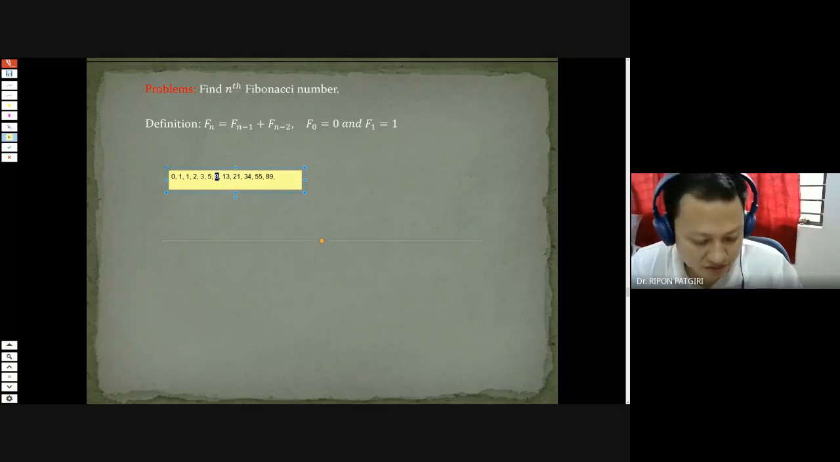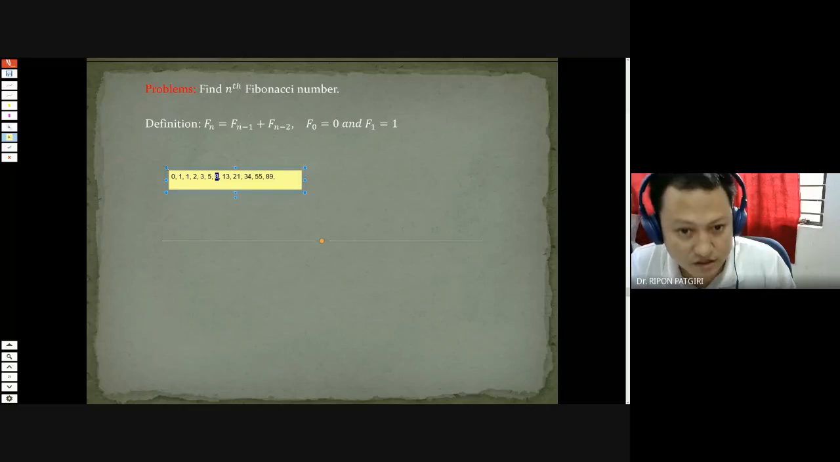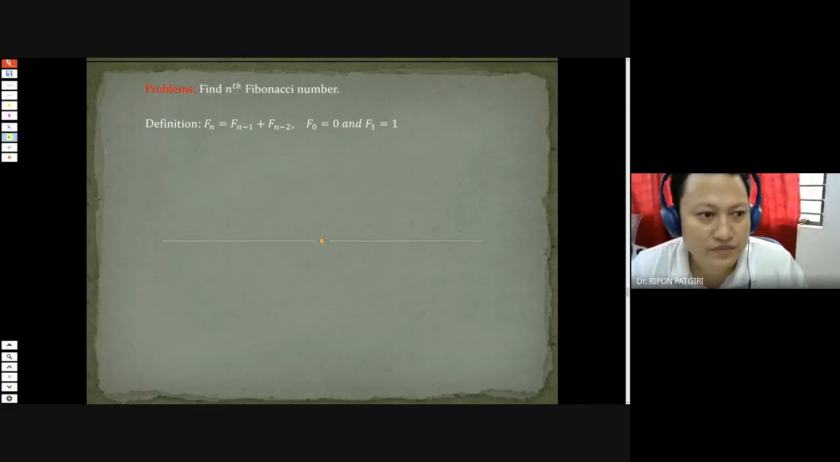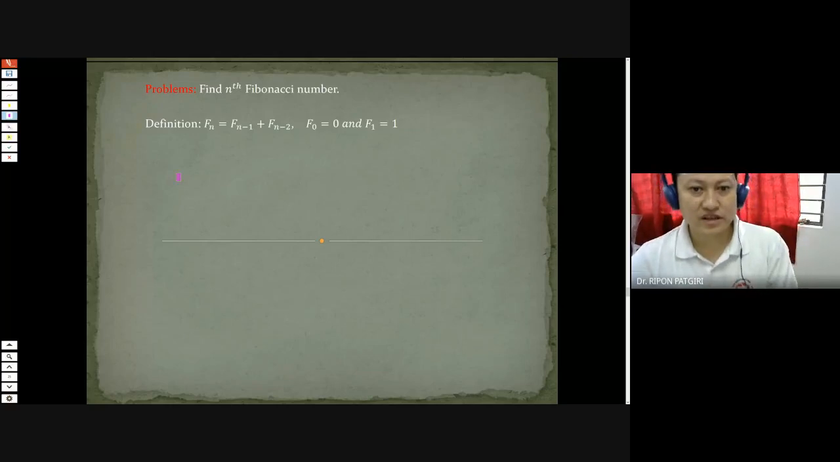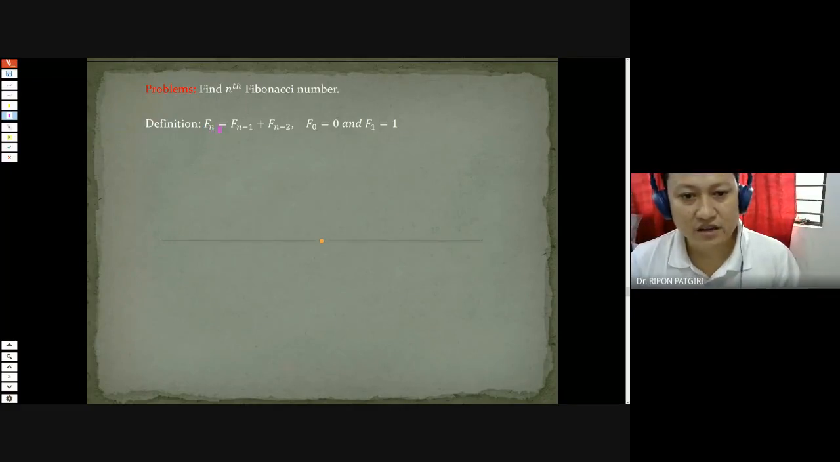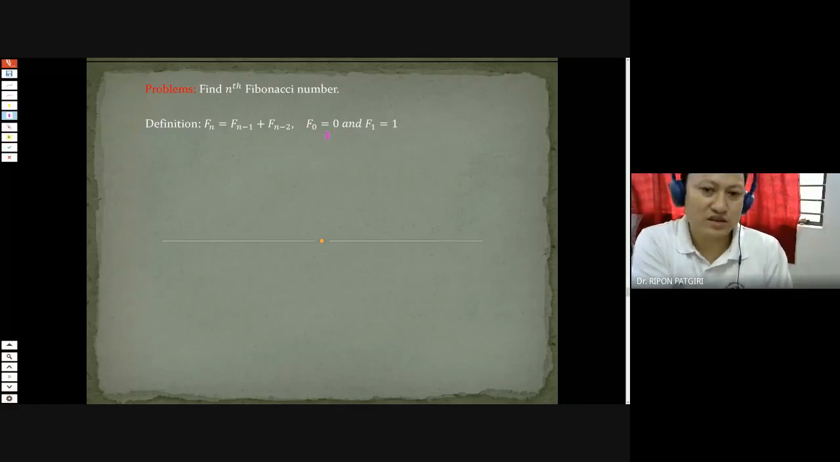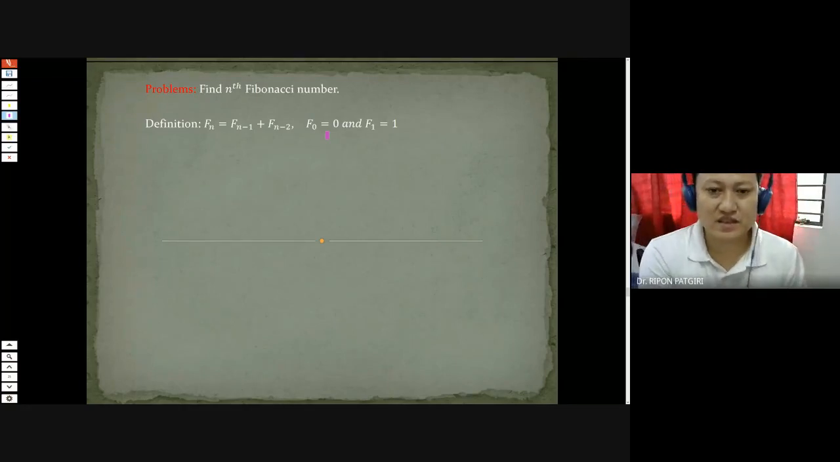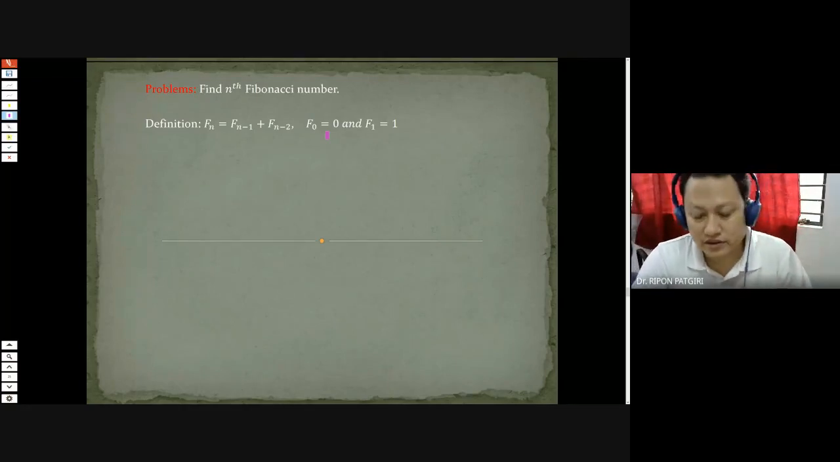Now let me discuss what is the Fibonacci number. The Fibonacci number is defined by Fn. What is Fn? Fn is a function of n equal to Fn minus 1 plus Fn minus 2, where f of 0 is 0 and f of 1 is 1. This is my Fibonacci number definition, a mathematical definition of Fibonacci.